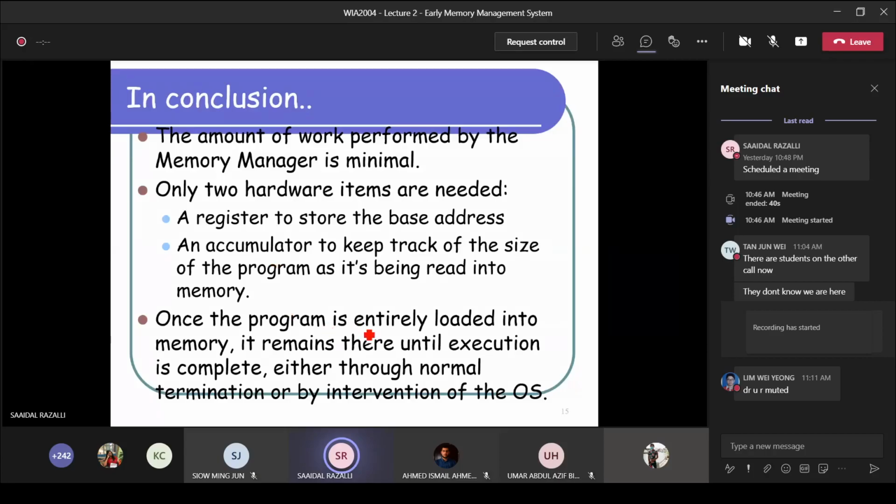Once the program is entirely loaded into memory, it remains there until execution is complete, either through normal termination or by intervention. Normal termination means your job has already finished. Intervention by the OS means that if you want to cancel the job, the OS can do that.